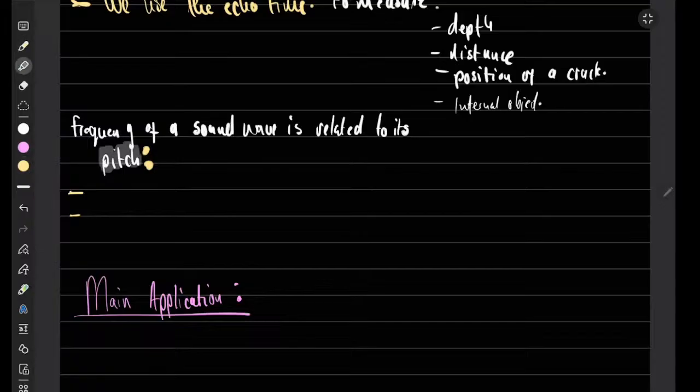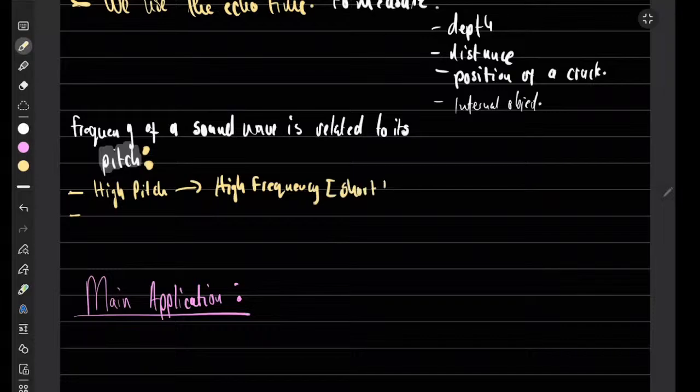To us, we'll be hearing pitch. When the pitch is going higher, it means we are changing what? The frequency. Okay? The frequency will be higher. So high pitch is high frequency. Are we together? Which also means short wavelength.